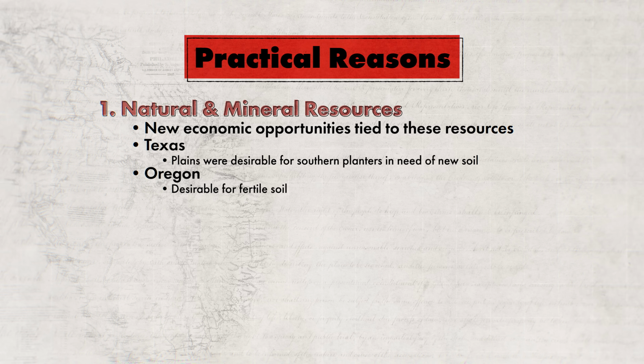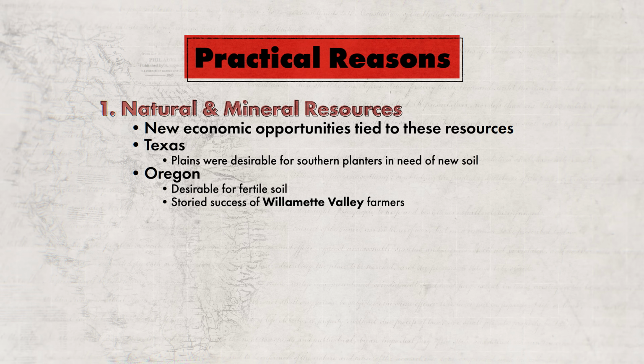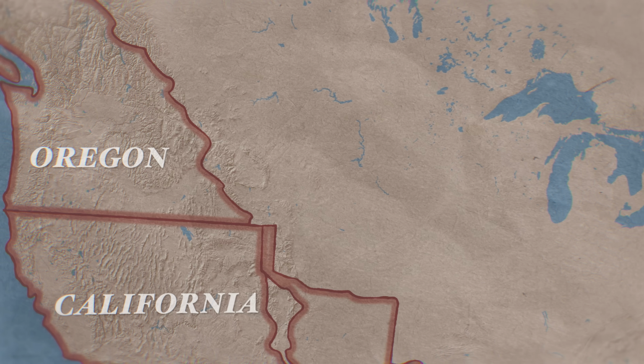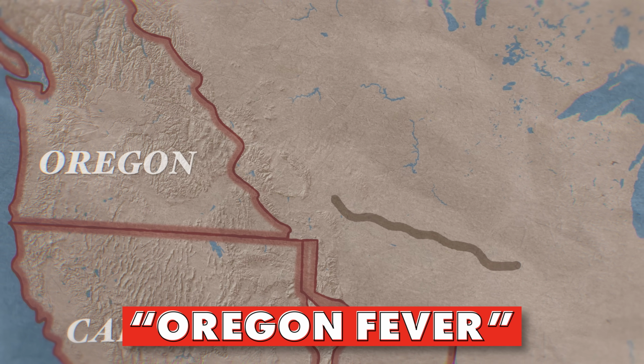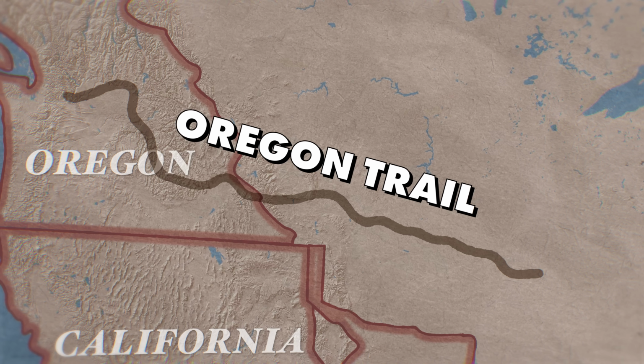And the whole reason American migrants were crazy to move there is because news of the magnificently fertile soil in the Willamette Valley reached the east, along with stories of farmers who had already met success in planting there. And so that sparked what became known as Oregon fever and attracted around 350,000 American settlers by 1860 who traveled along the famed Oregon Trail.